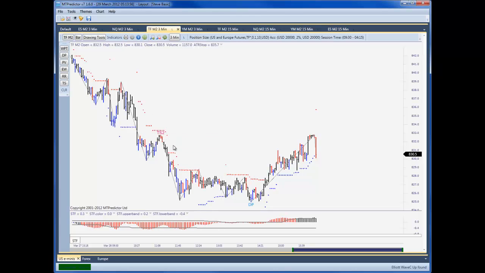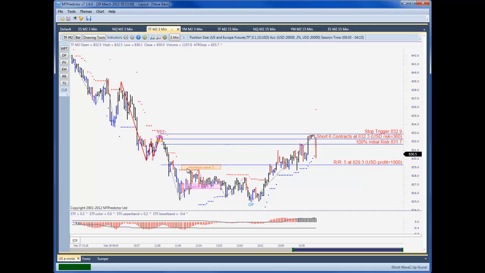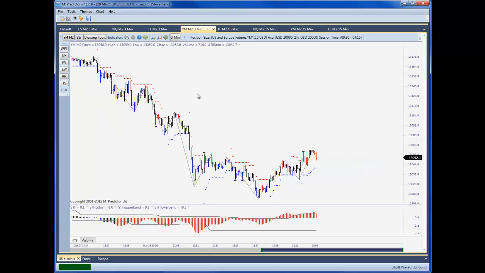Let's put the analysis on. So this was a very nice setup. Market went down to the first target. The STF was weak, so we'll be taking profits at our first target, which resulted in a very nice plus 5R profit. So I'll just start taking some notes of these. So on the Russell Index, from 11:18, we had a plus 5R profit.